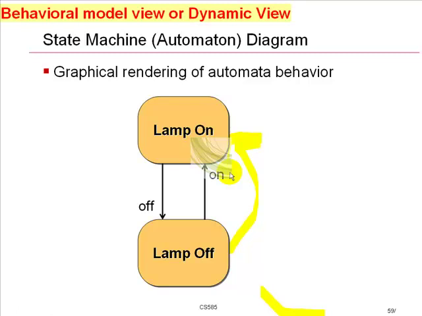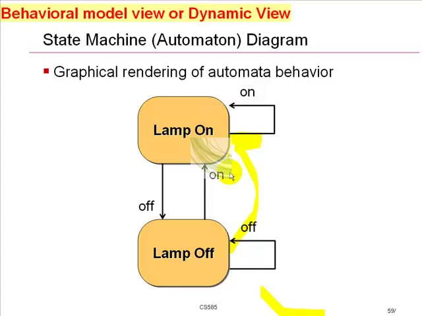While I'm in the on state, I can press the off button and transition back to the off state. While I'm in the on state, I can press on, and nothing will happen. Same thing if I'm in the off state, I can press off, and nothing will happen as well. Now, the question you would ask yourself: why did the lamp go on when the on button was pressed while I am in the off state? The answer is because it's automata.